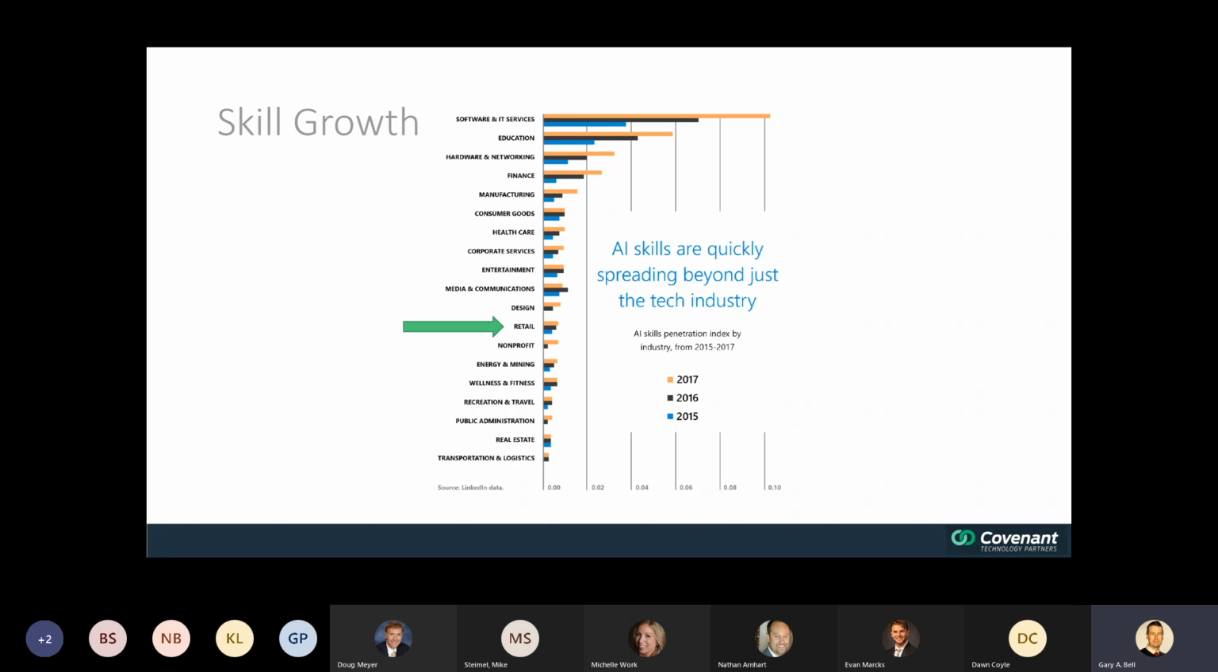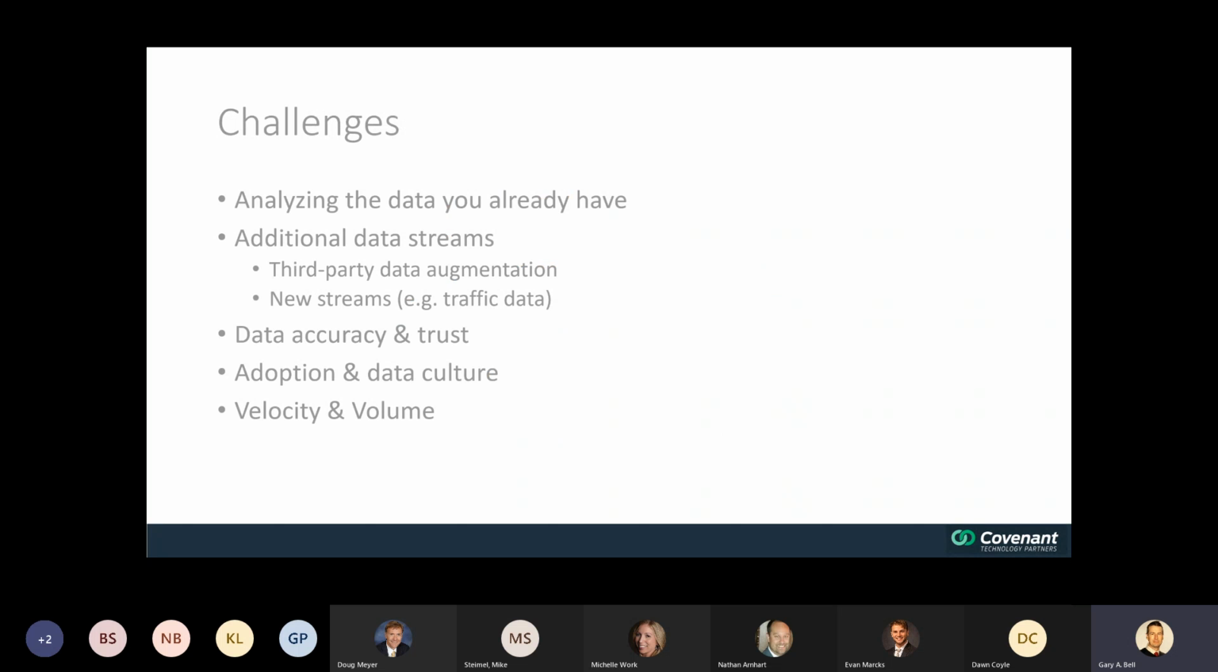But don't underestimate some of the skills that will be necessary to build and maintain these, and some of the training opportunities that may become necessary as you move forward as well. And then a few other challenges here that I want to touch on before we get into some of the potential use cases.